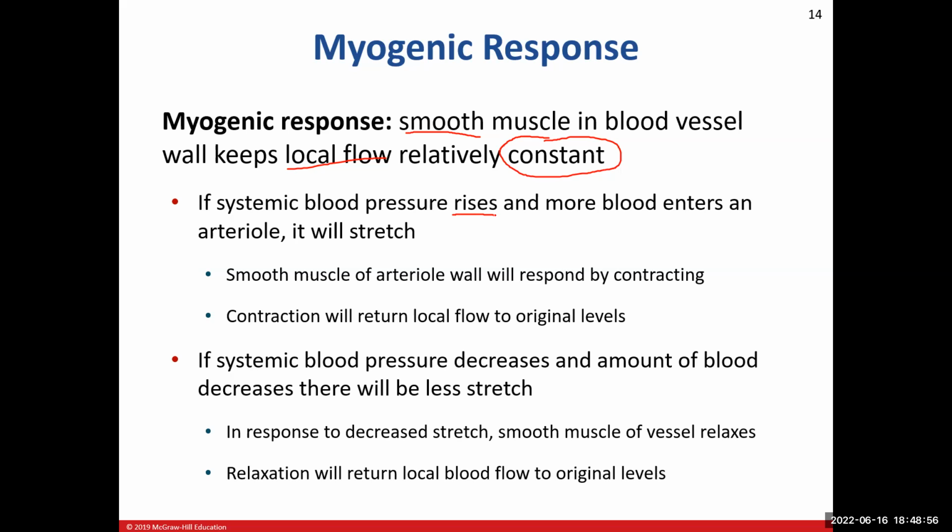So the smooth muscles in the vessel wall, in the arteriole, will start to contract. And when they contract, that will help to decrease the amount of flow in that area. And so that will start to return the normal blood flow to the original levels there.